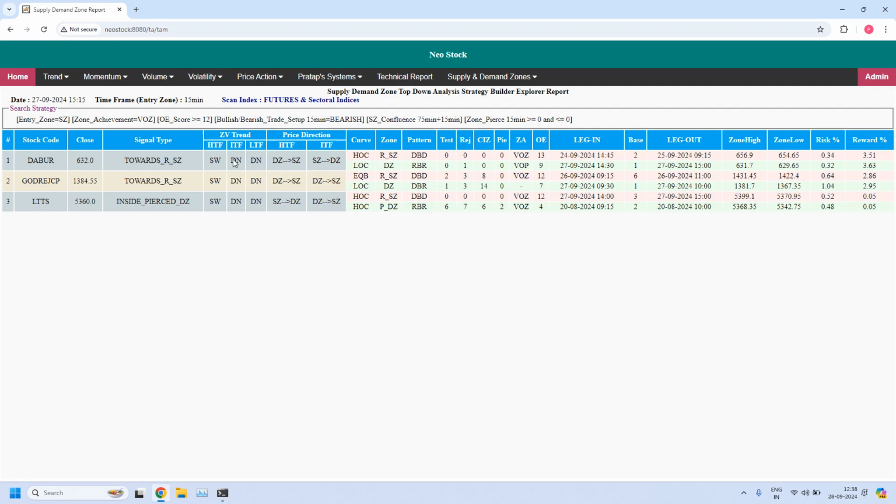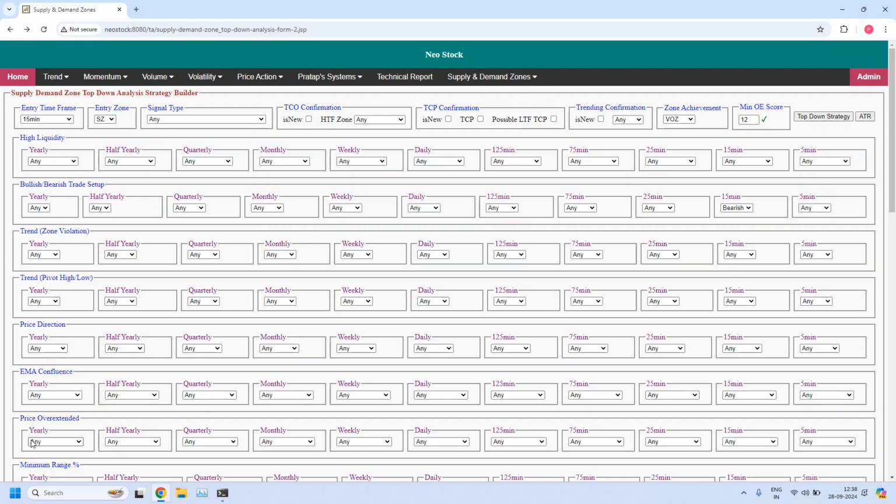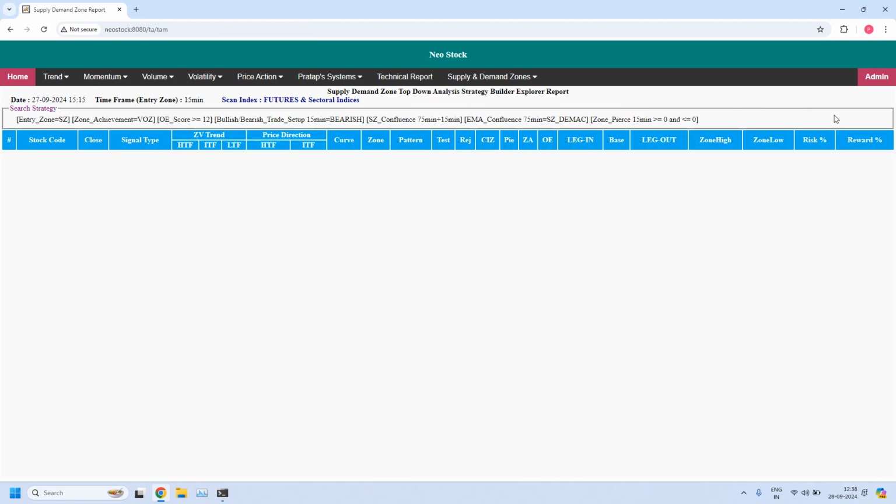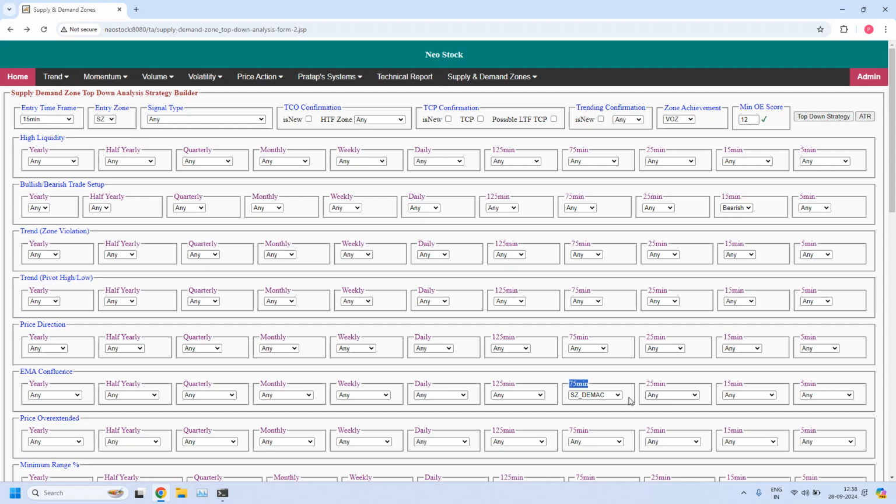And the 75 minutes trend is downtrend. If any of these 75 minutes zones are having EMA confluence, it's a high probability setup. Let's verify. In the EMA confluence, 75 minutes supply zone should be having daily EMA confluence. So none of the stocks are having. So no issues. Let's look at the earlier 3 stocks that were filtered.